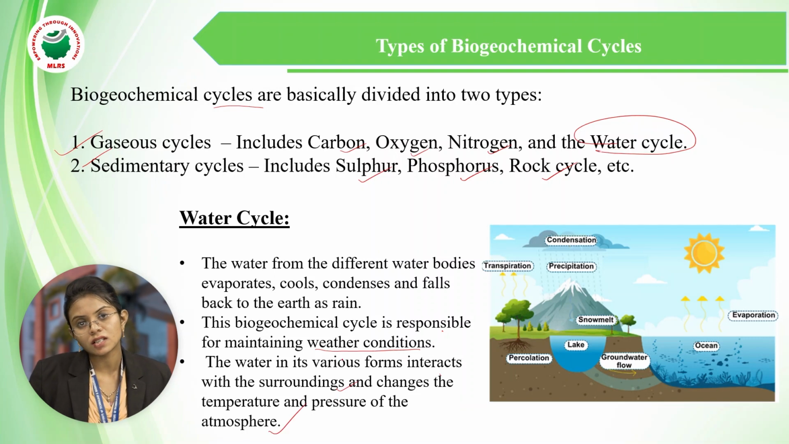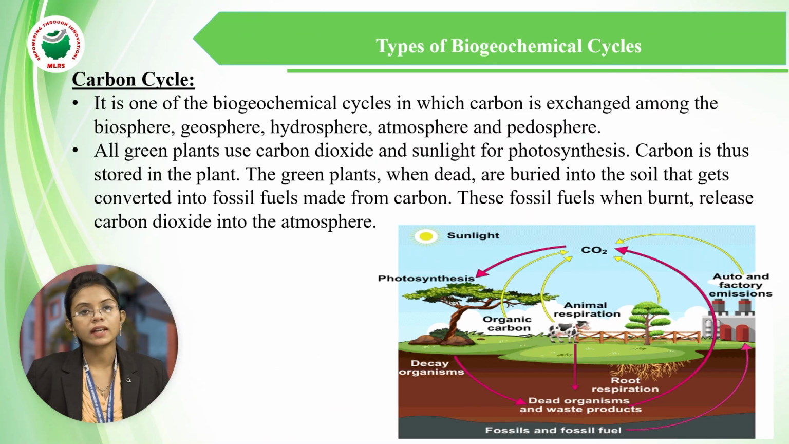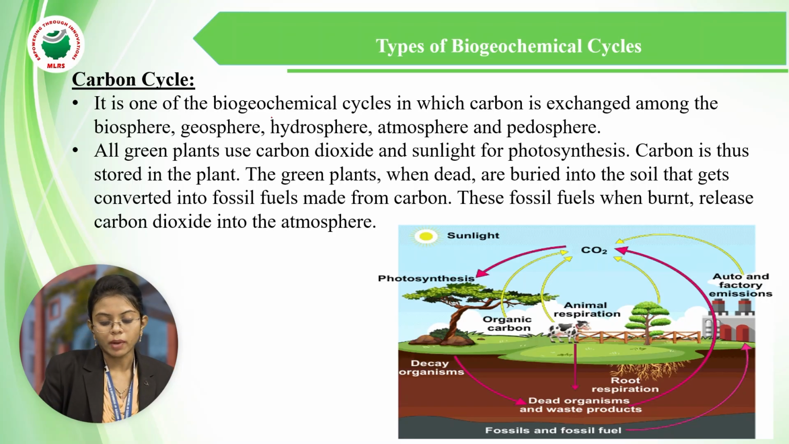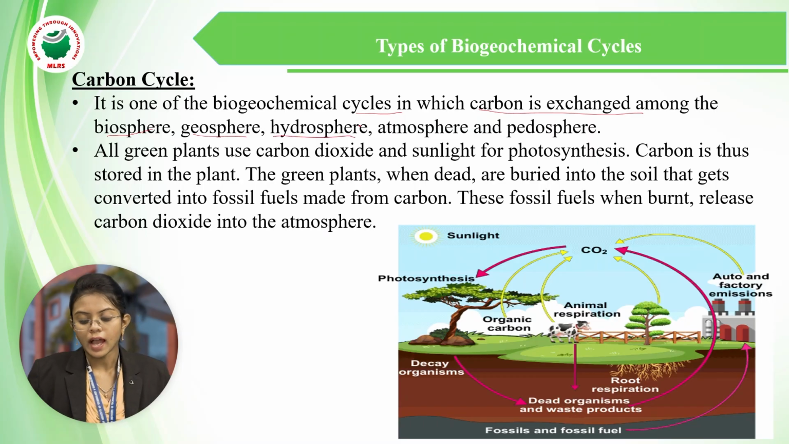So this cycle is responsible for changing the temperature and pressure in the atmosphere. Coming to the next type of cycle, the carbon cycle, it is a gaseous cycle. It is one of the biogeochemical cycles in which carbon is exchanged among the biosphere, geosphere, hydrosphere and atmosphere.